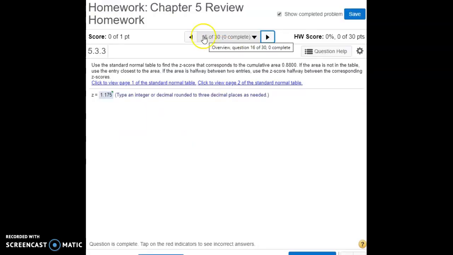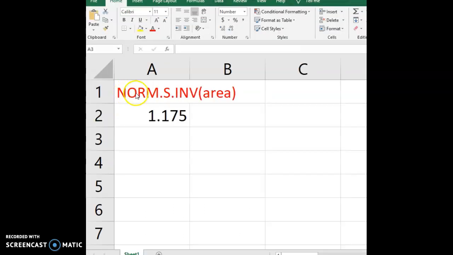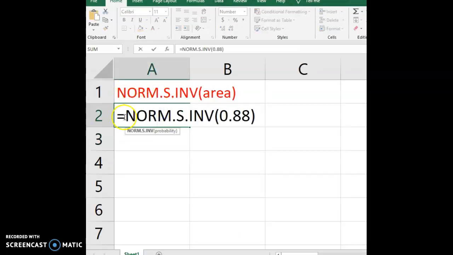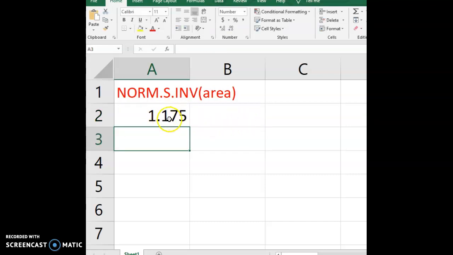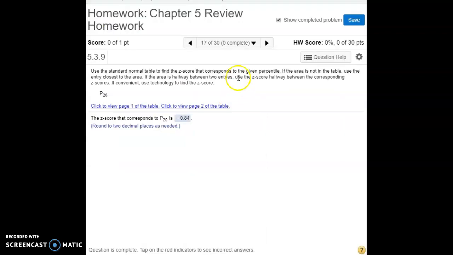16 is similar to 15. We're trying to find the z-score that corresponds to a specified area. In Excel, use the formula equals norm.s.inv, type in that cumulative area, and Excel will give you back the z-score.